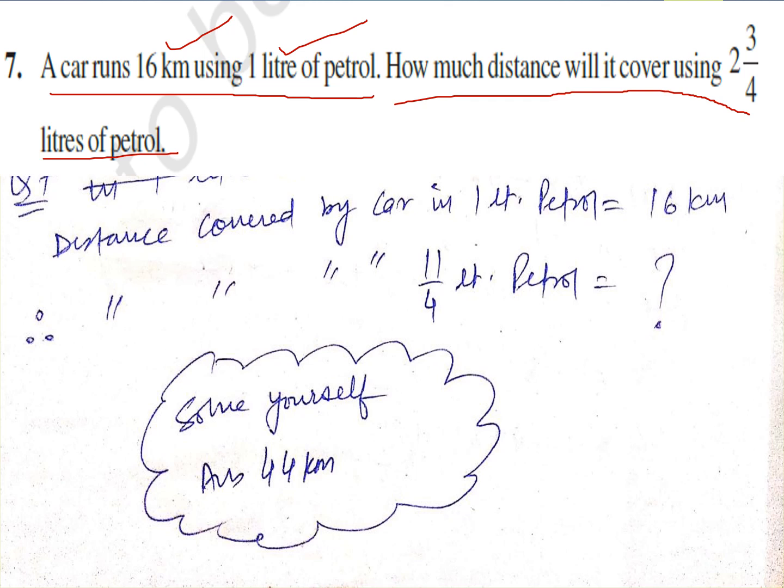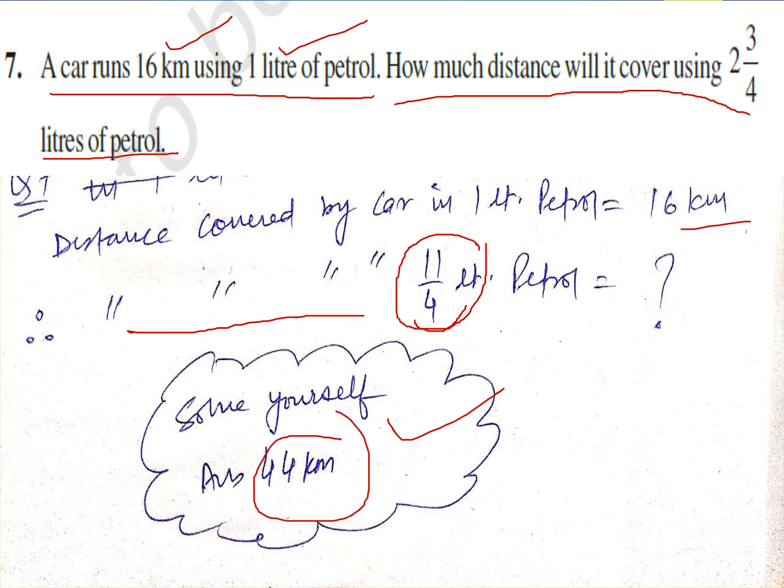So you can say here distance covered by the car in 1 liter of petrol is this much. Therefore distance covered by the car in 11 by 4 liters. How did I get this? By converting the mixed fraction into a normal one. You can just multiply these two and get the answer. When you solve it yourself, you will get the answer as 44 kilometers.